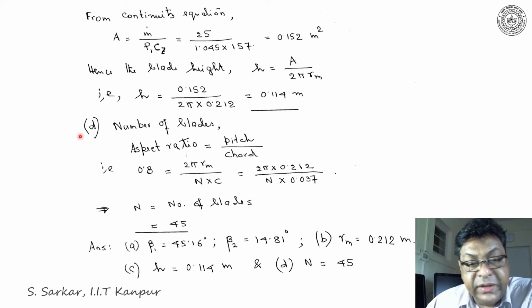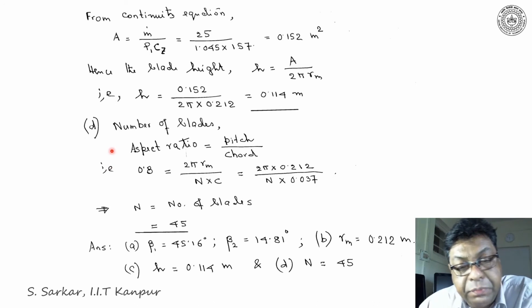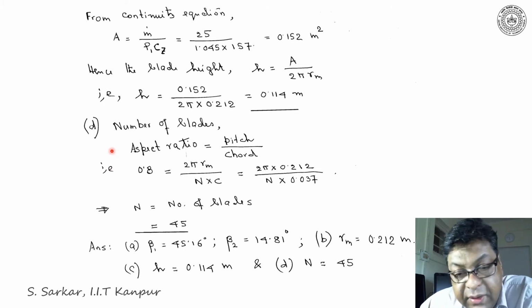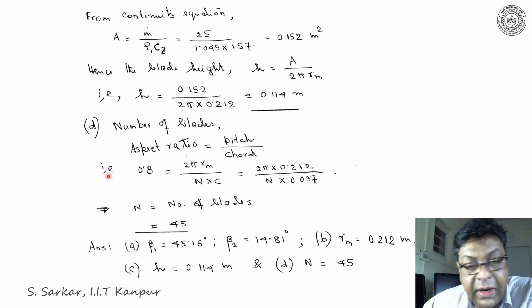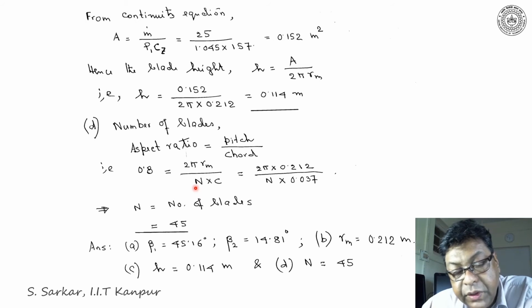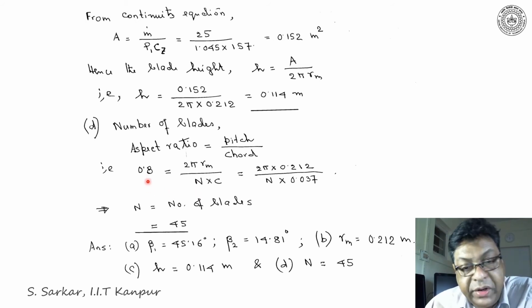Now the last part remaining is the number of blades required. By definition we know aspect ratio is equal to pitch by chord. Pitch is equal to distance between the two consecutive blades. So pitch can be written here as twice pi Rm divided by number of blades. Here number of blades I have denoted as n. 0.8 is the aspect ratio given. So 0.8 is equal to twice pi into Rm divided by n into C.